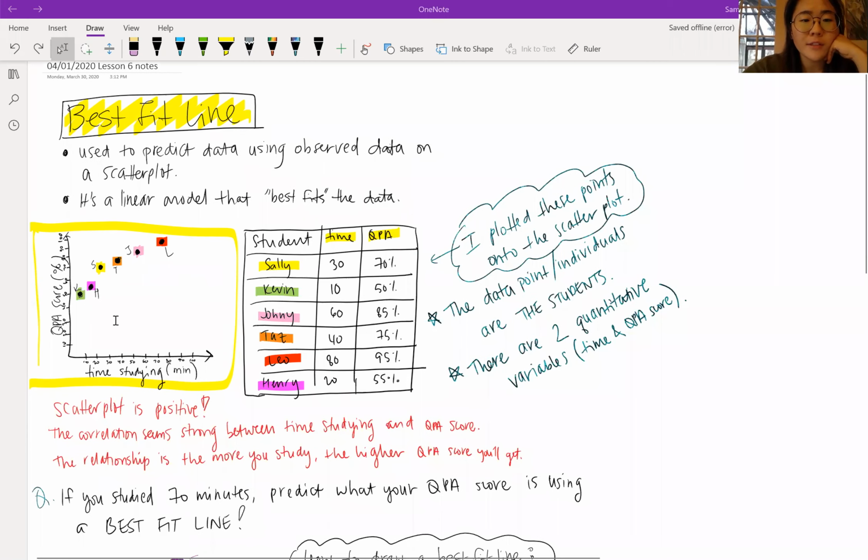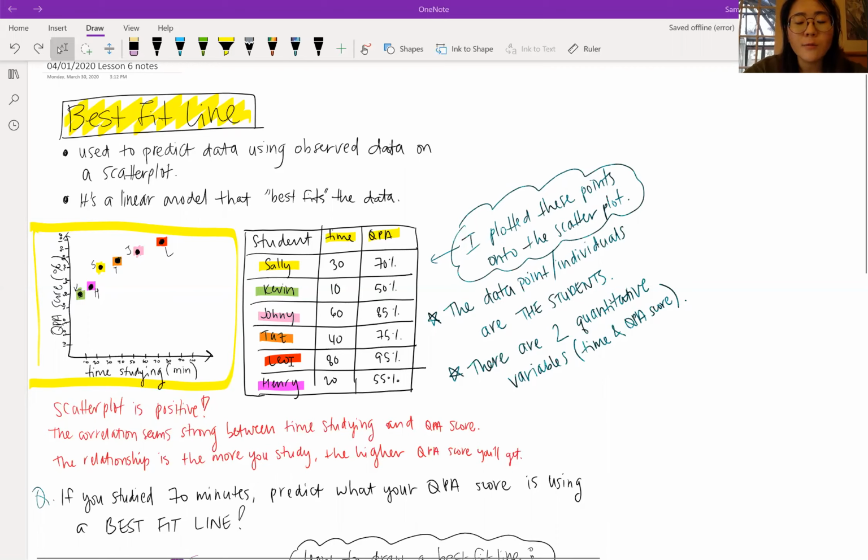So in this graph you see on the left that I have in the yellow box, it has 1, 2, 3, 4, 5, 6 data points. Each data point is a student. So I plotted these points onto the scatter plot. The data points or the individuals are the students. So we have Sally, Kevin, Johnny, Taz, Leo, and Henry.